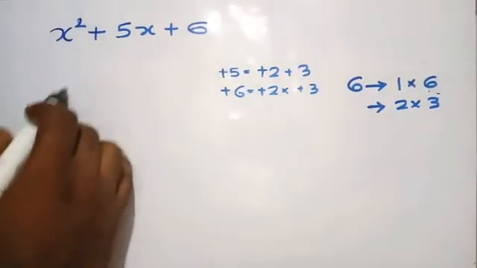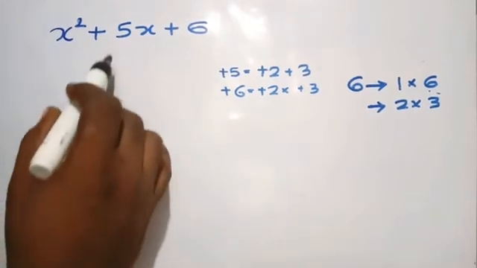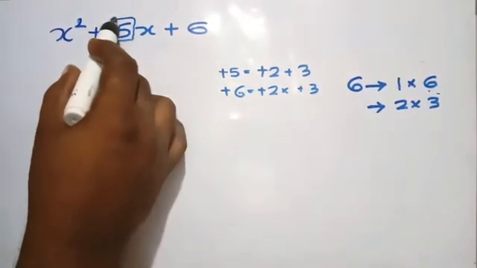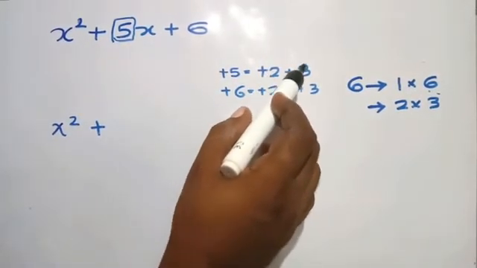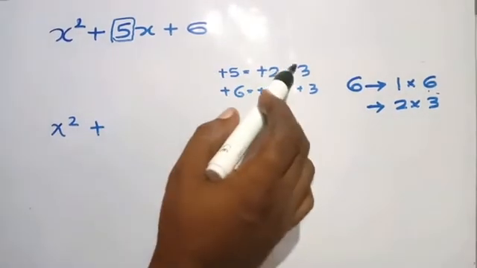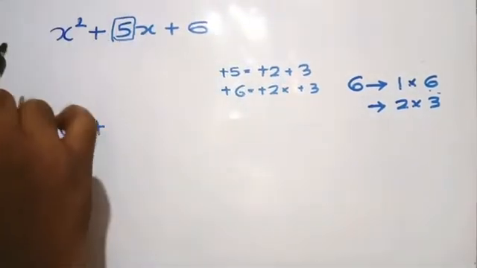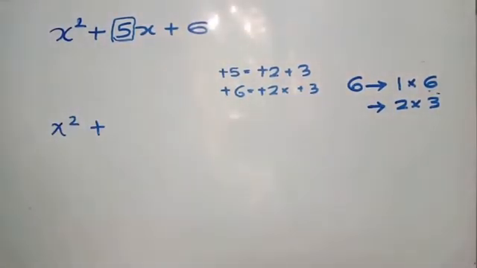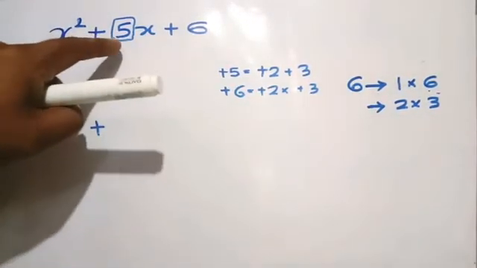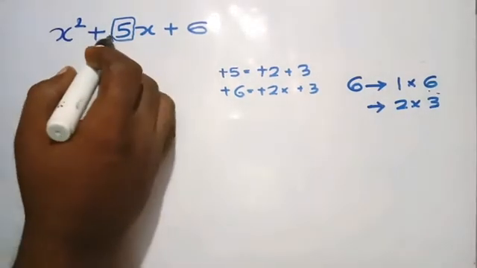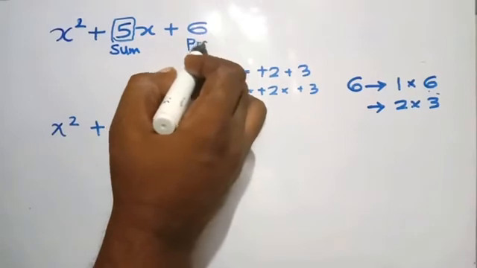So it can be written as x squared plus... how do you write 5? 5 can be written as 2 plus 3, and 6 is 2 into 3. Same two numbers we have to use. You are not supposed to use any numbers. Same two numbers, which satisfy both the conditions. So the middle term is the sum, and the last term is the product.